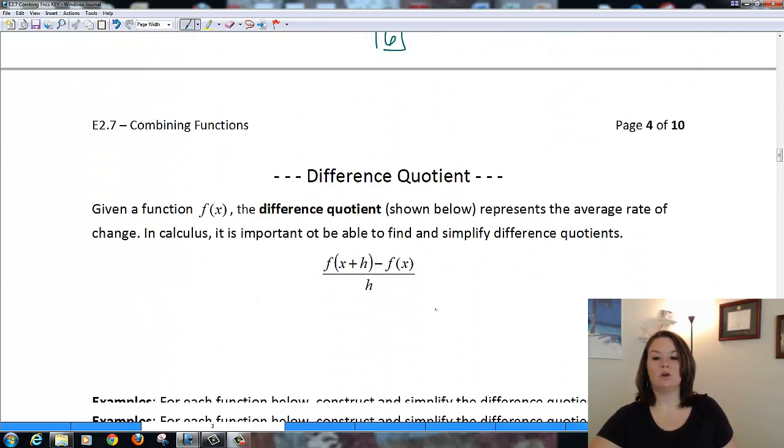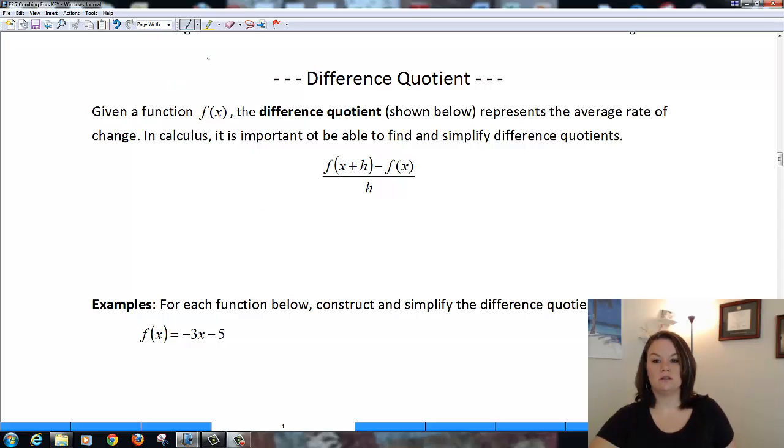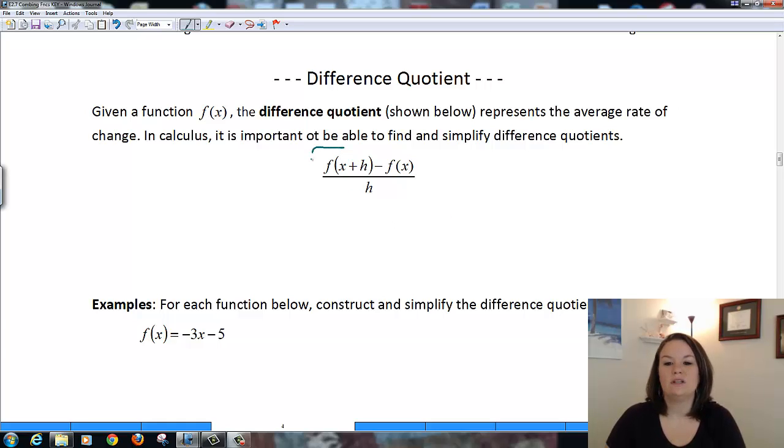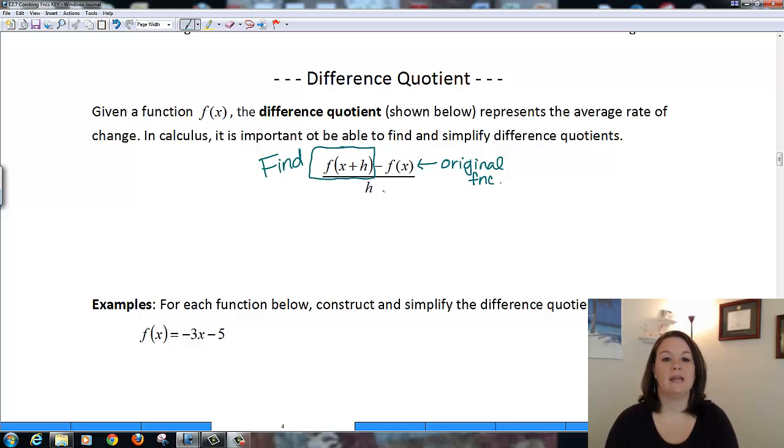The next thing we're going to go over is the difference quotient. Okay, the difference quotient is f of (x plus h) minus f of x, all over h. One thing I want to point out so that you don't freak out with the difference quotient is this is really the only piece that you're going to have to find. You're going to have to find this piece because this piece, notice, is just the original function, and h is just always going to be h on the bottom.